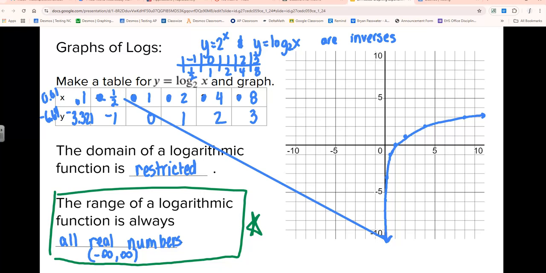Now, for this particular one, what would the domain be? What's the very furthest to the left I go on this graph? Ignore this weird line that it put up there. It actually is just right here. What is the very furthest left that this graph goes?